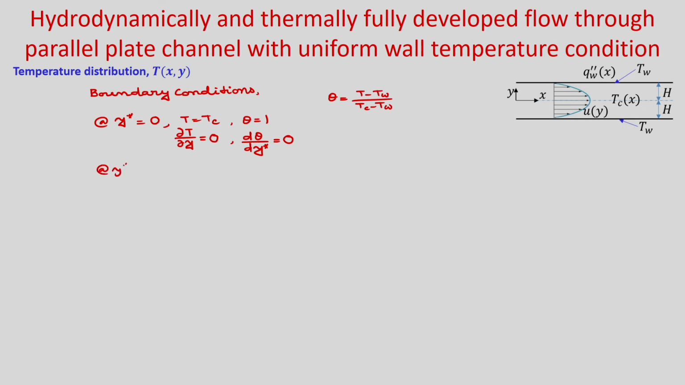And at the wall, which is y star equal to 1, obviously T is equal to Tw, so theta will be 0. Now, you see the boundary conditions in y direction. At y star equal to 0 at the center line, your d theta by dy star is equal to 0, and at y star equal to 1 on the wall, your theta is equal to 0.